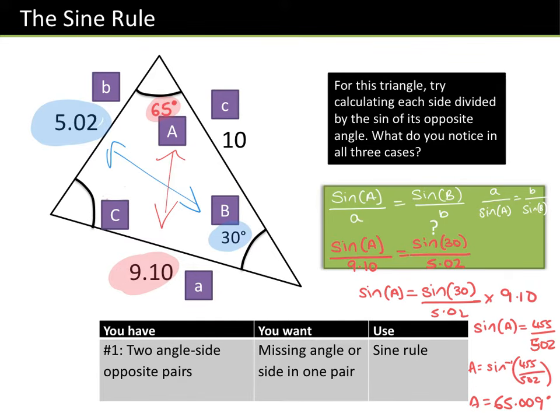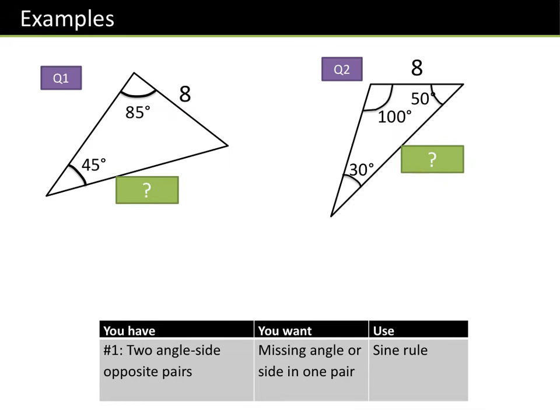Now, because I already know angles in a triangle add up to 180, if this is 65 degrees, and this is 30 degrees, this one is 180 minus these two added together. 180 minus 95 is 85 degrees, okay? So, the next one.